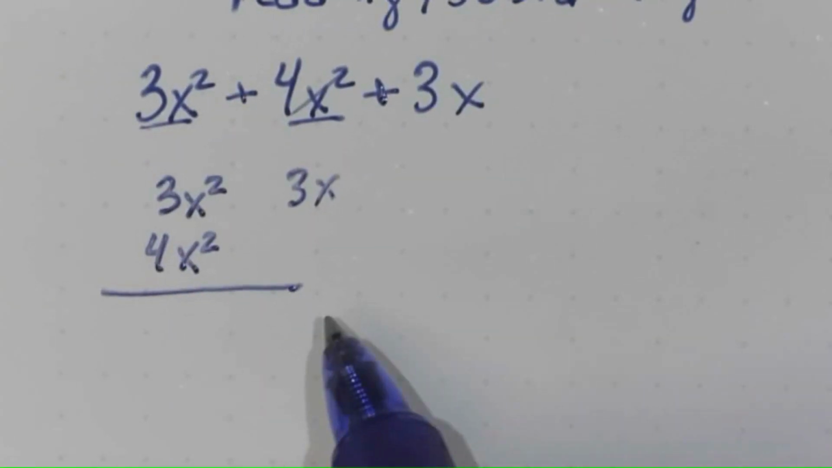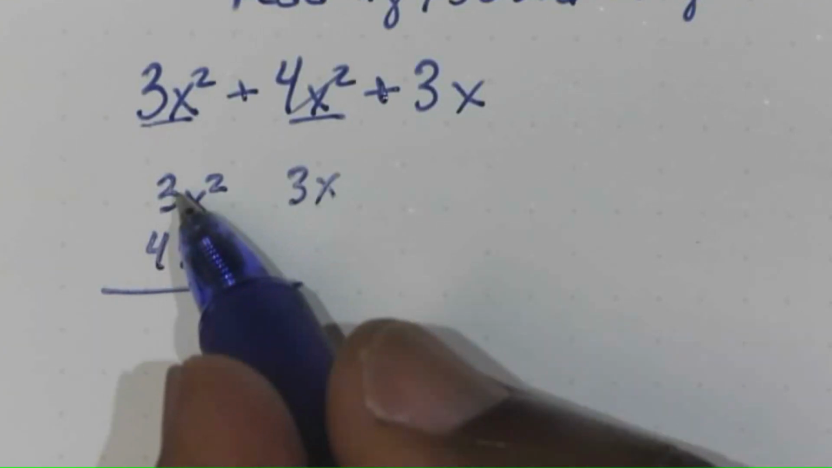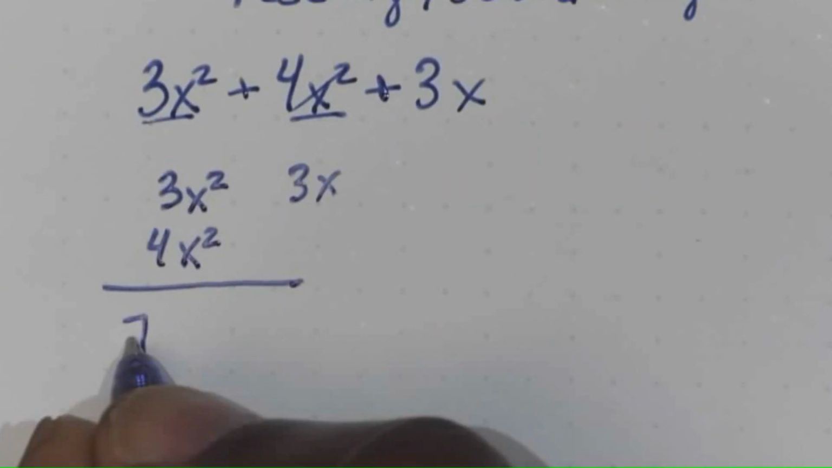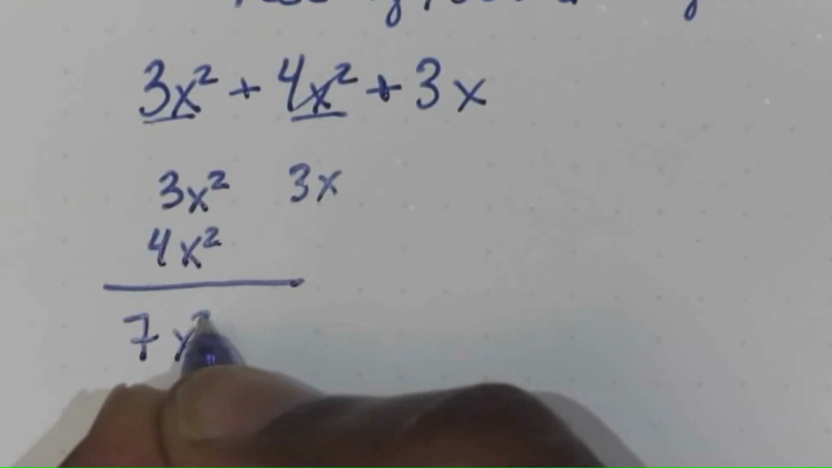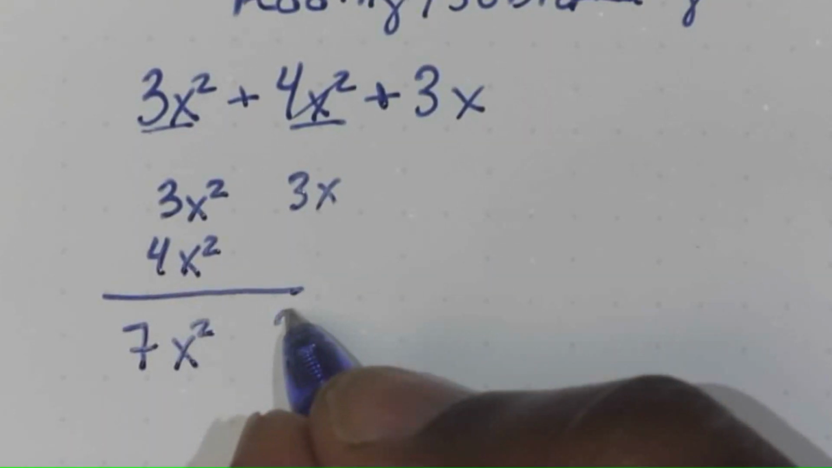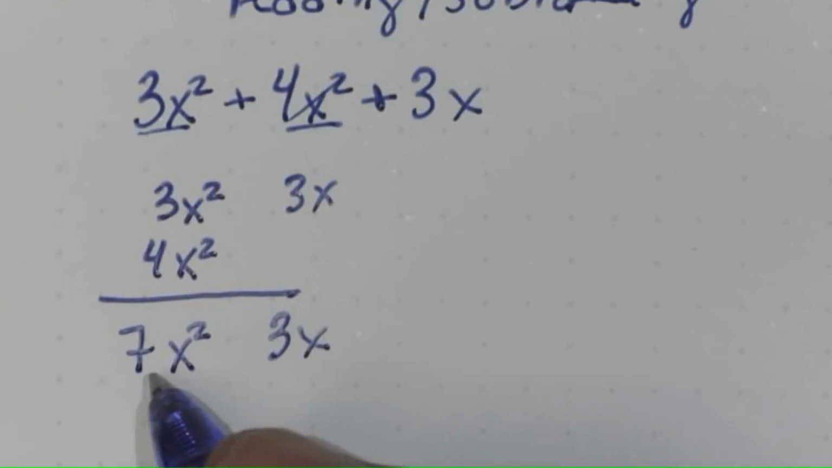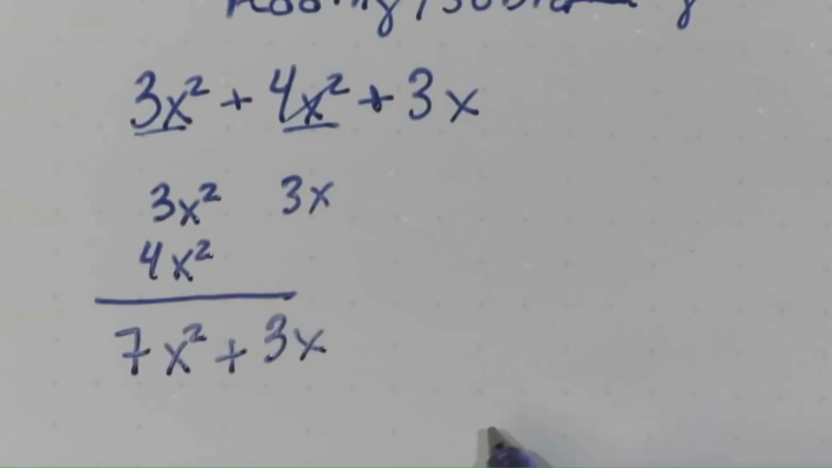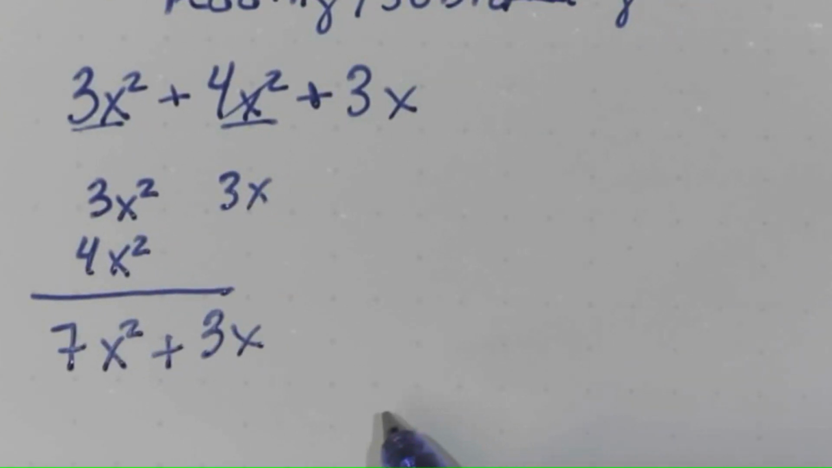Underline means combine. You only combine the coefficients. 3 plus 4 is what? 7, and bring down your x squared. And then you bring down your 3x because it can't combine with anybody. And what sign goes between both of those because it's positive? Addition. That's combining like terms. All right?